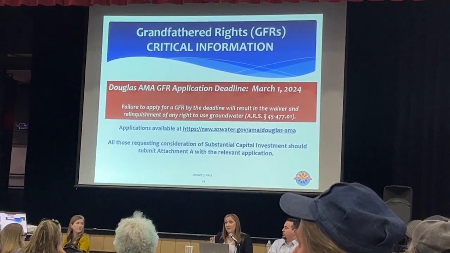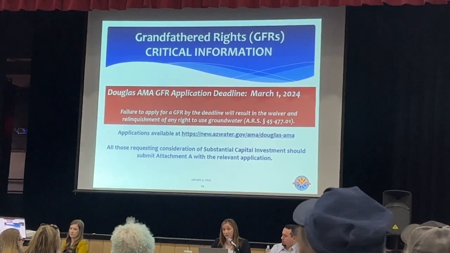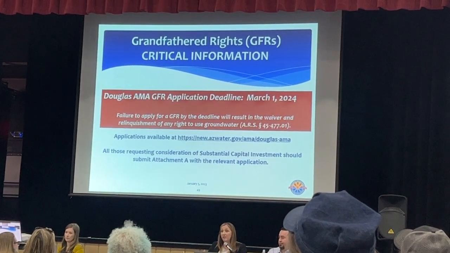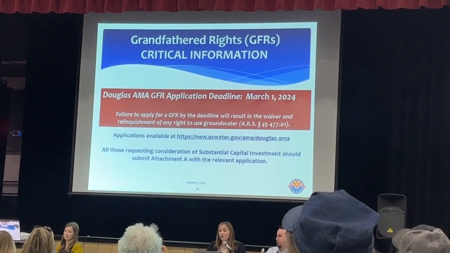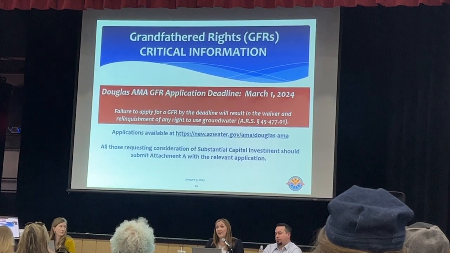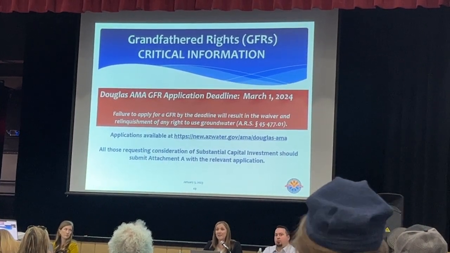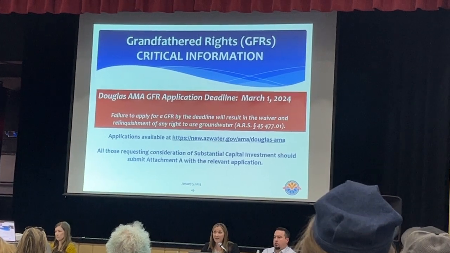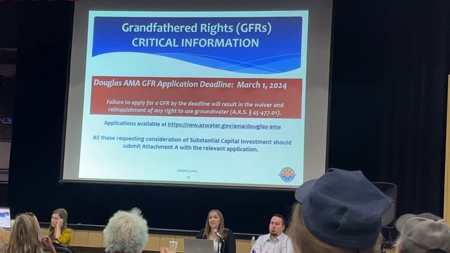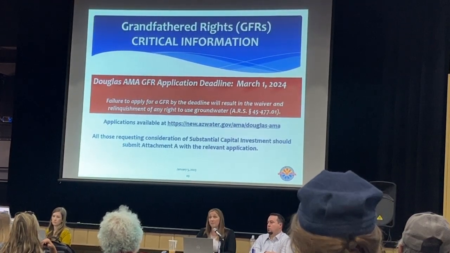So based on the establishment of the AMA by local election on December 1st, 2022, the grandfathered right applications are due on March 1st, 2024, and failure to apply by that deadline will result in the waiver and relinquishment of any right to use groundwater on that land. So tell your friends and neighbors, please make sure that this word gets out. We're going to do our best to publicize this, but this is a really important deadline.